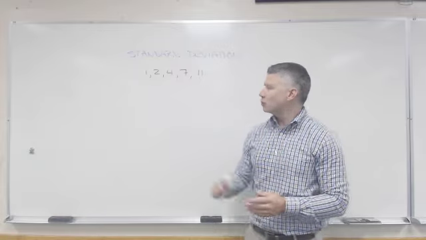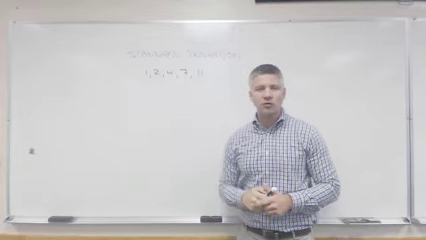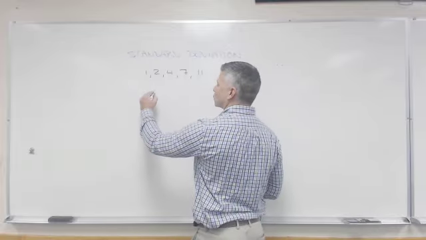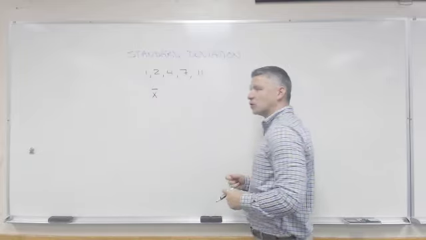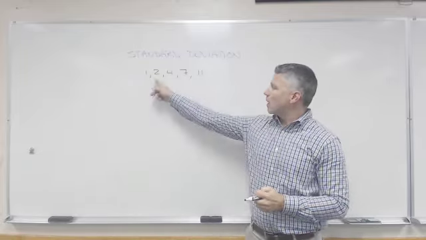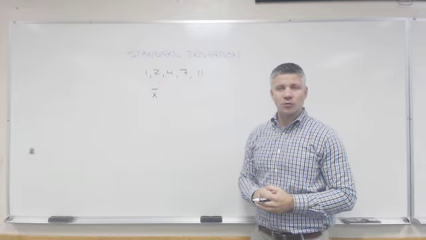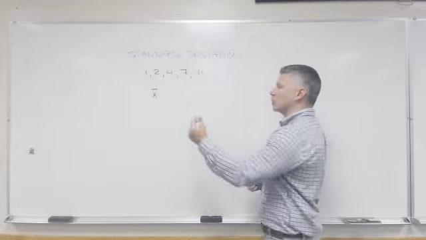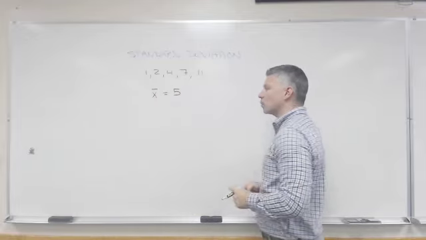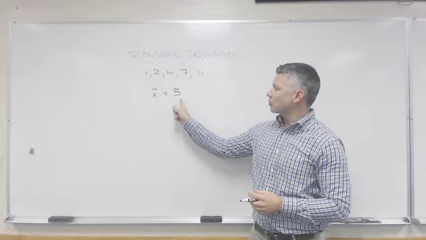The first thing we need to do for this data set of 1, 2, 4, 7, 11 to find our standard deviation is to find the mean, or the average. We can do this by using the stats list on our calculators, or we could just add up all these numbers and divide by 5, since there are 5 numbers in the list. Either way, we find that my average, symbol X bar, is 5. So that's step 1, find the average.